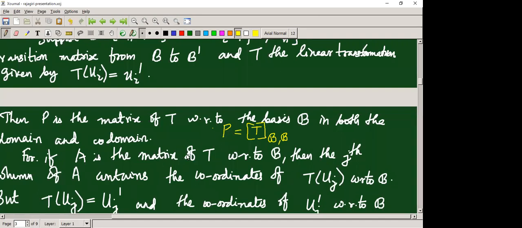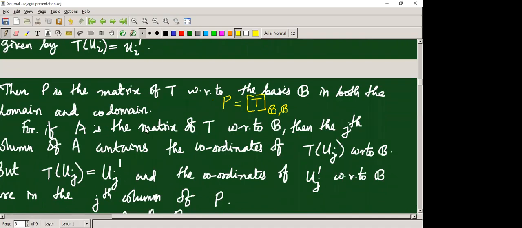The reason is given here. Suppose A is the matrix of T with respect to B. Then what will be the jth column of A? The jth column of A is the coordinates of T uj with respect to B. But what is T uj? The linear transformation is defined in this way: T uj is equal to uj dash. So the matrix of T uj with respect to B is the matrix of uj dash with respect to B. And the matrix of uj dash with respect to B is the jth column of our transition matrix.